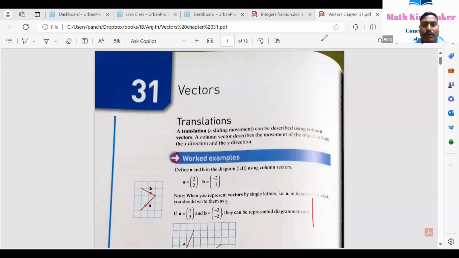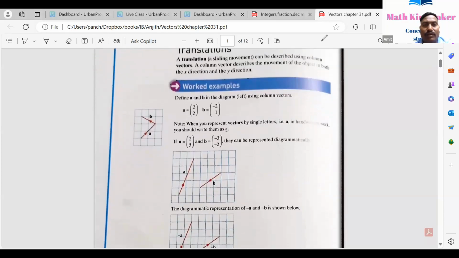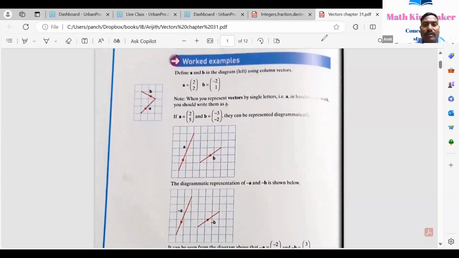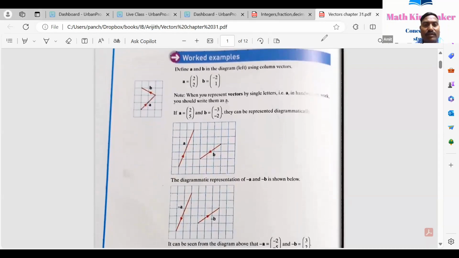Now, define A and B in the diagram on the left using column vectors. So A is (2, 2), B is (-2, 1). Basically, we are describing that the vector in the X direction and Y direction, how much it is getting changed, for how much it moves for each block.